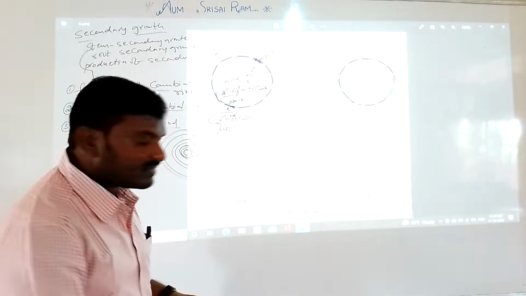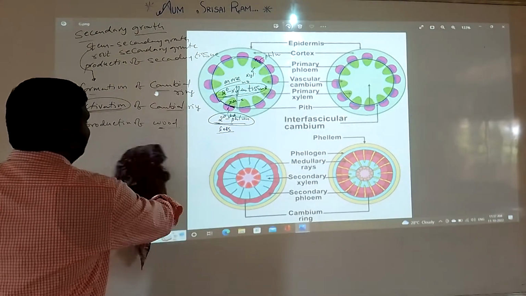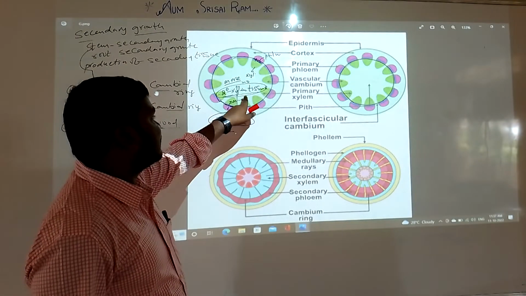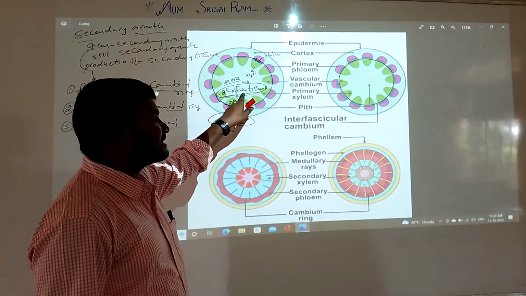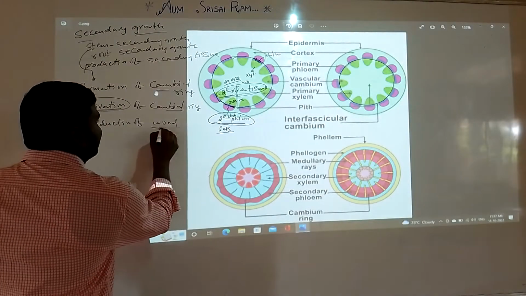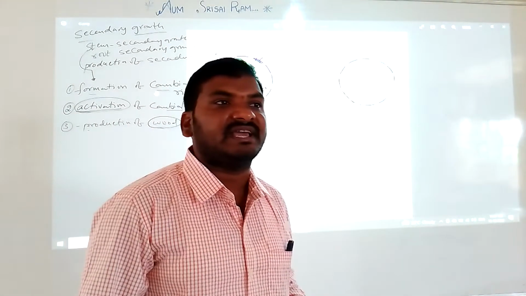Okay? Right. Here, why are secondary xylem and secondary phloem produced? Which one is usually produced in more amount? Secondary xylem is produced in more amount, and this xylem is responsible for the production of wood.